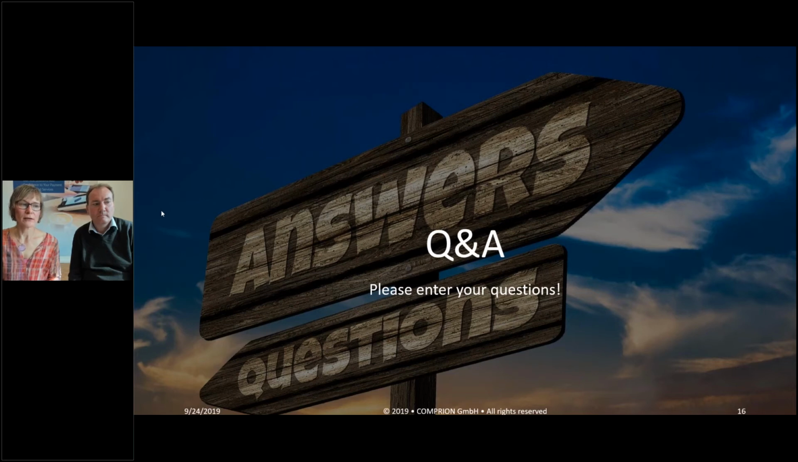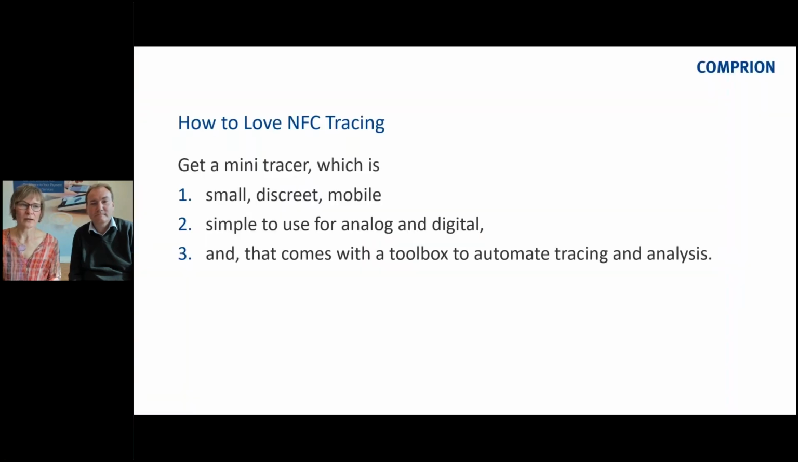But before we call this a day and end the webinar, I'd like you to take away three points. The first point I'd like to highlight again, to make NFC tracing more lovable, is to get a mini tracer, which is small and discreet and, best case, mobile. If you have a battery-driven device, it's really mobile and you can use it very long in the field if you can exchange the battery, and then it's very discreet. Put it in a pocket or cover it in a smartphone.